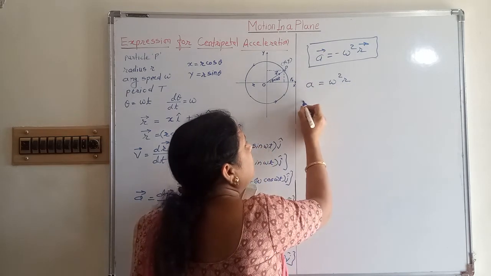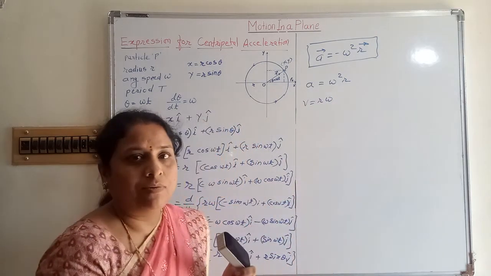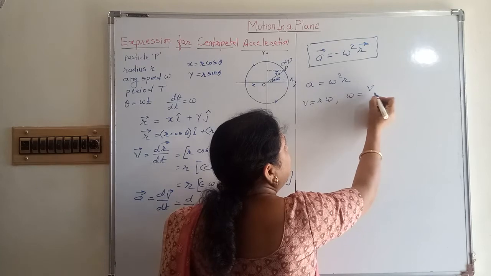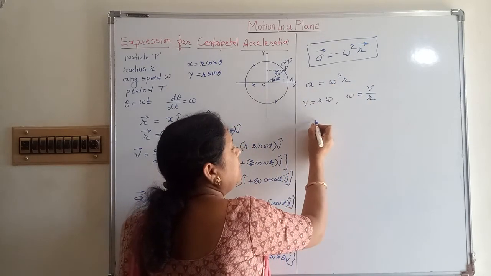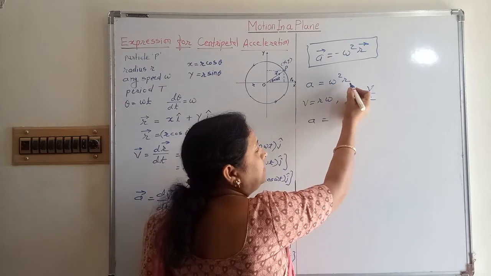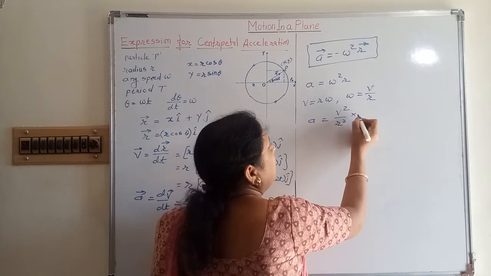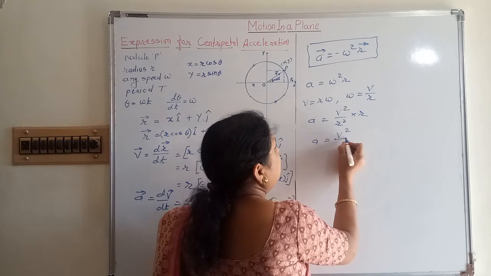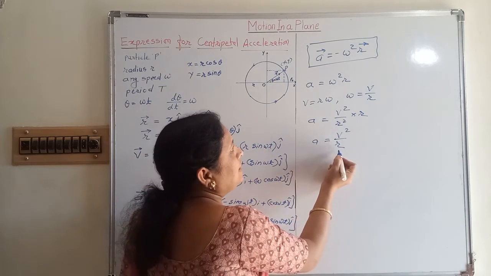Now as we know v is equal to r omega. Therefore, omega is equal to v by r. When we put the value of omega is equal to v by r here, I get a is equal to v square upon r square into r. So, a is equal to v square by r. This is the second formula for acceleration.